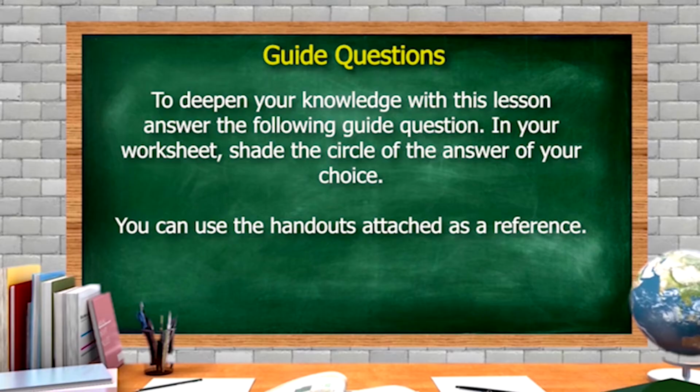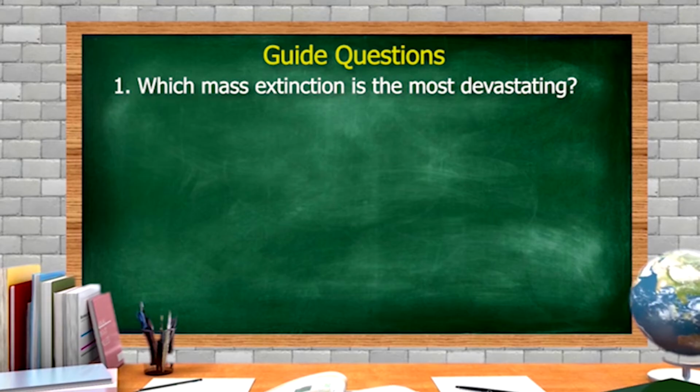To deepen your knowledge with this lesson, answer the following guide questions. In your worksheet, shade the circle of the answer of your choice. You can use the handouts attached as a reference. Question 1. Which mass extinction is the most devastating?